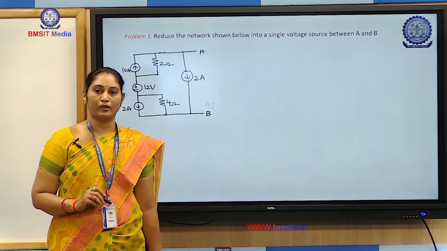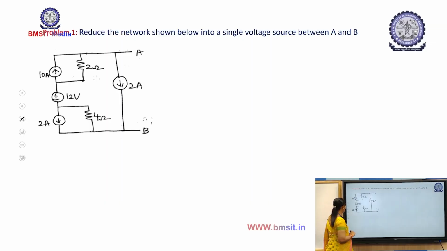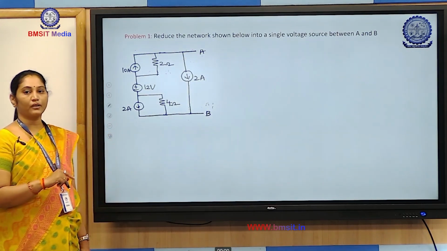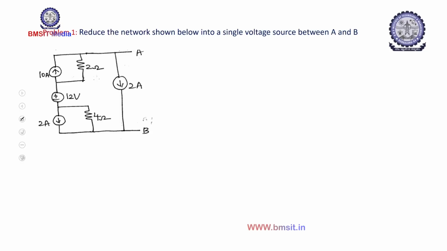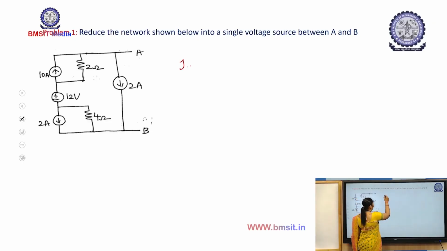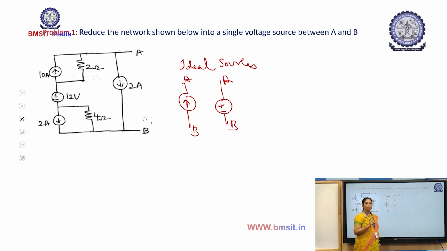So with whatever we have studied so far, we will solve a few problems. This is a problem based on source transformation. First, identify whether the sources present in the network are ideal or practical sources. How to identify ideal and practical sources? I'll just repeat that. If you have an ideal source, if it is current, it will be like this. If it is voltage, the resistor will be missing in that.